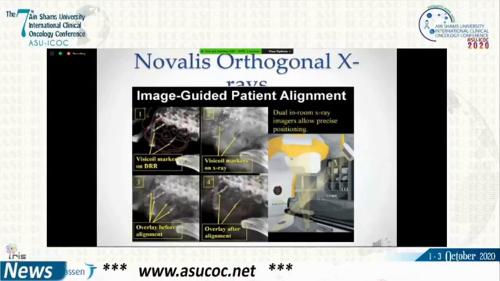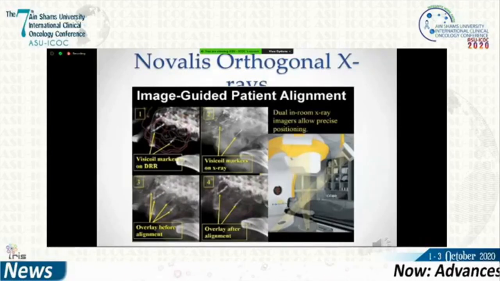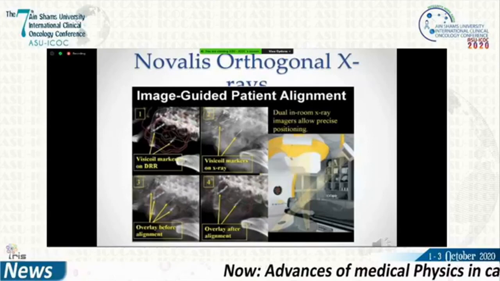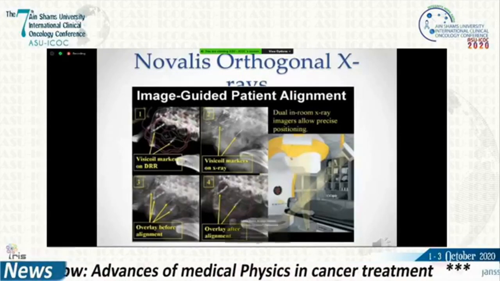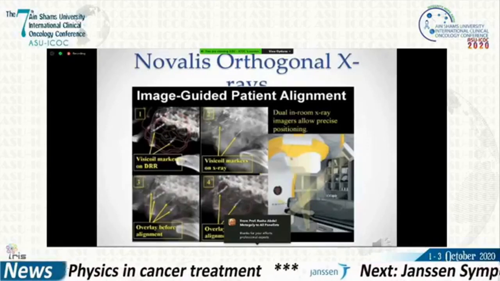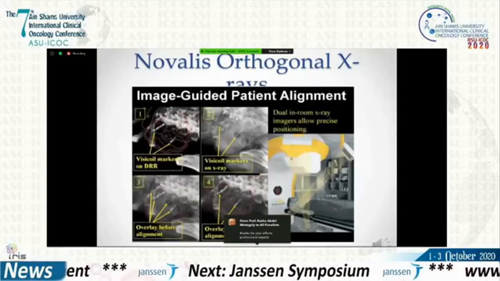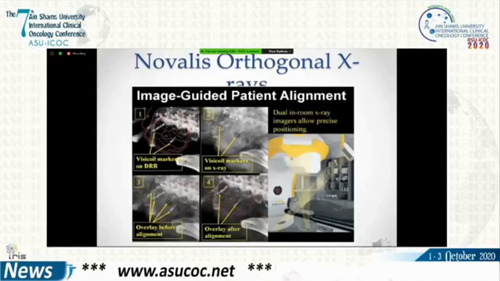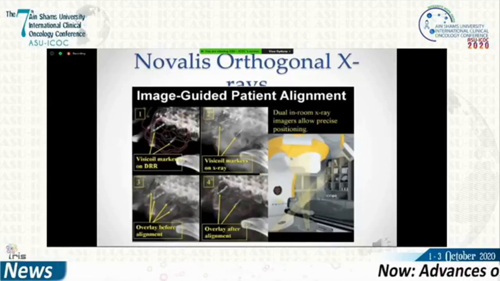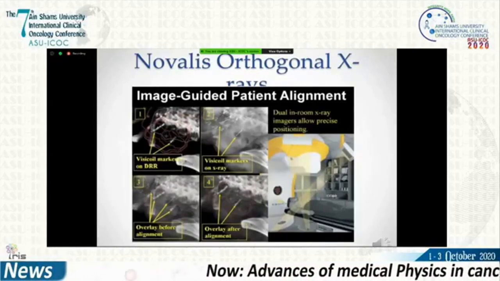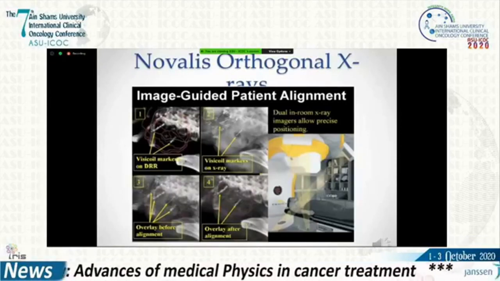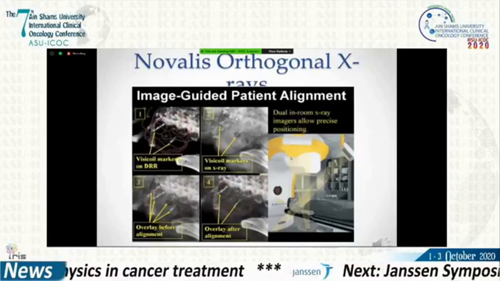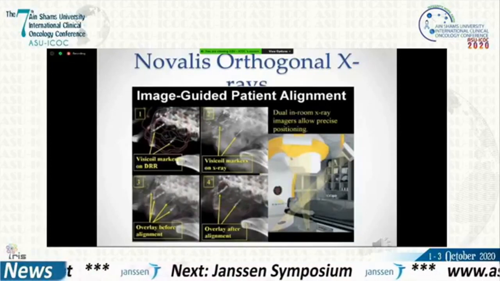The features of the Novalis: orthogonal X-rays, image-guided patient alignment. To be exact, this is a part of the digitally reconstructed radiograph of the bone anatomy, and in parts 3 and 4 the alignment overlay is shown, and in parts 2 and 4 the post-alignment shows excellent matching, to be sure the start is good, with the marker and the imaging implemented in the patient for good treatment.